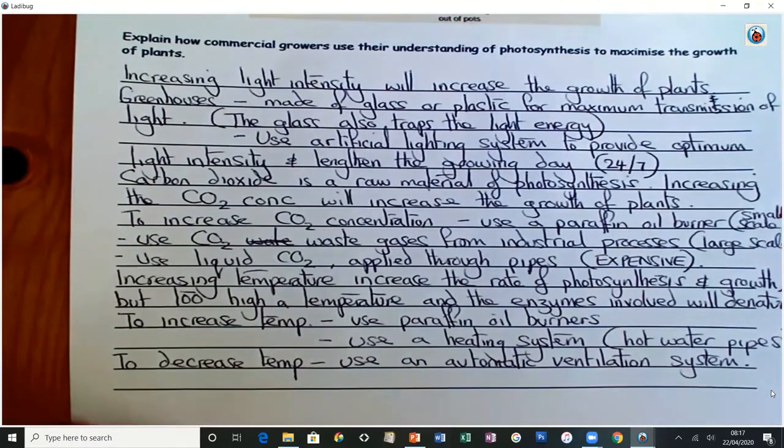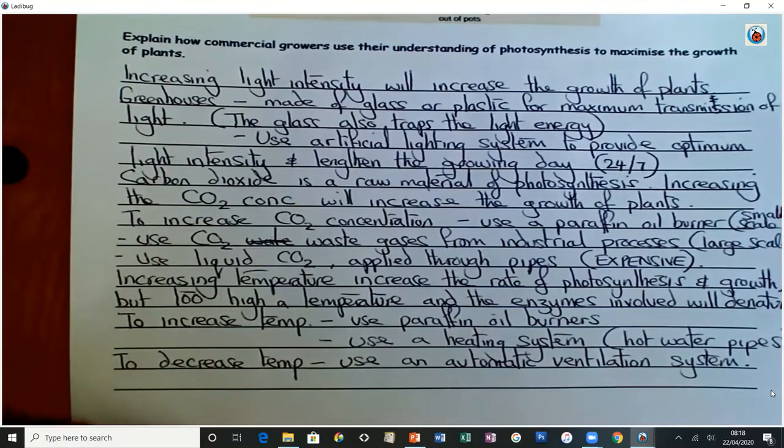So they are the three limiting factors that we have to look at: light intensity, carbon dioxide concentration, and temperature. Of course, the plants also need water, so commercial greenhouses usually use an automatic irrigation system, a watering system, to make sure the plants get the right amount of water. Because if they get too much water, then the plants could rot.